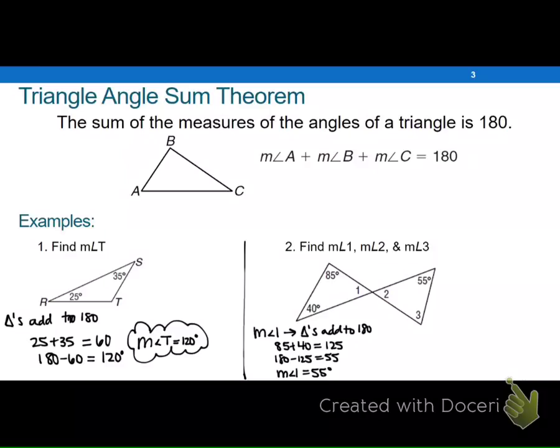Okay, somebody else. What's the next angle we can find now? What is the next angle we can find, Greg? 2. Why can we find the measure of angle 2? Because it's a vertical angle, so it's congruent to angle 1. Okay, so what is the measure of angle 2 then? 55.